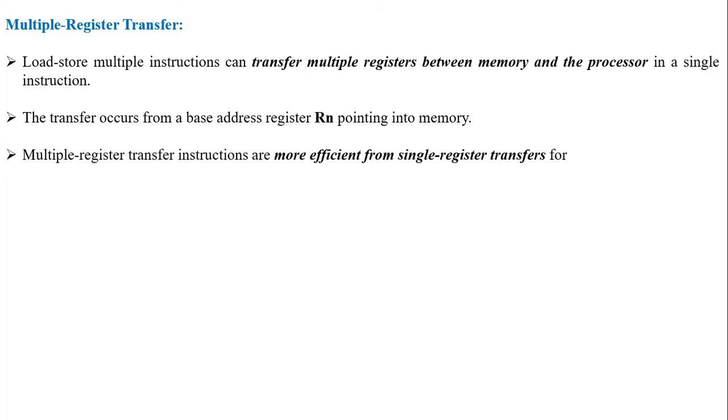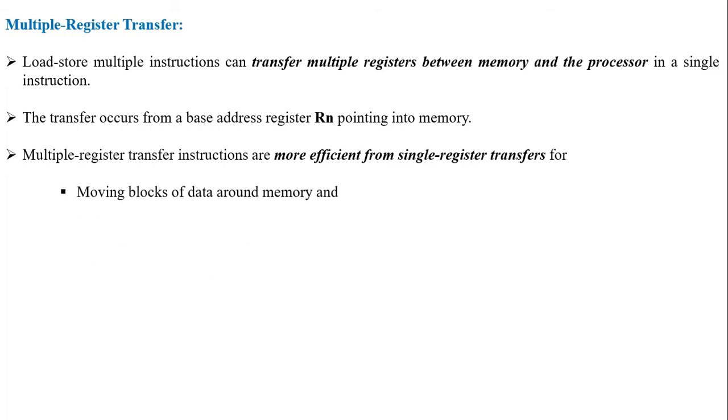Multiple register transfer instructions are more efficient than single register transfer. In the earlier videos I explained the MOV instruction, LDR instruction, and STR instruction. In those cases, we transferred just a single data item from the memory to the register or from one register to another. But here, by using these multiple register transfer instructions, we can transfer more data in a single instruction. That is the meaning of more efficient than single register transfers.